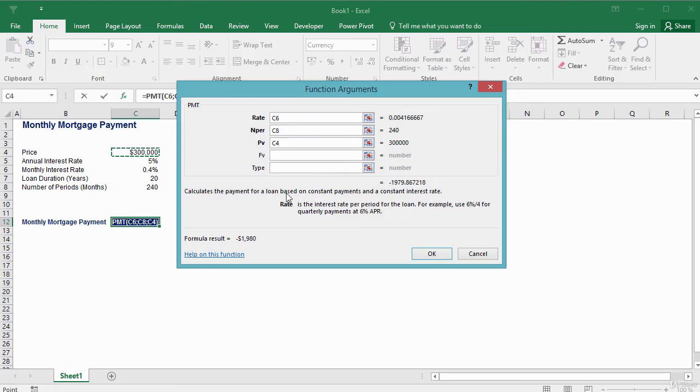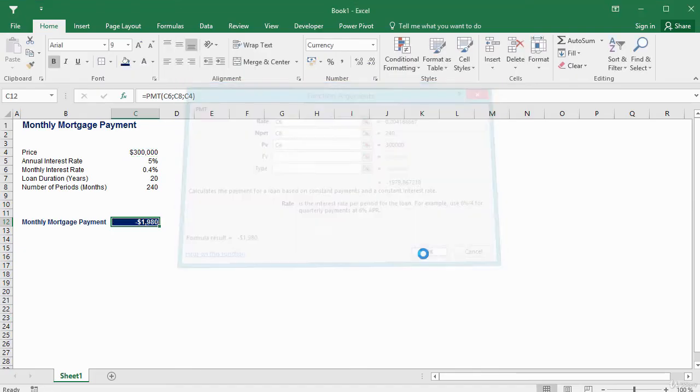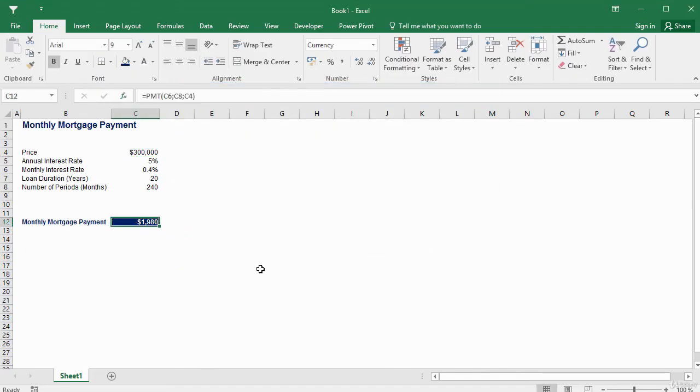Let's click OK. And here's the result of our function. The monthly payment that a person has to make if they want to buy a $300,000 house is $1,980. Now you know how to calculate mortgage payments. This is a very useful calculation for people who are about to start looking for a new home or are about to apply for a bank loan. This course contains plenty of practical examples that will teach you useful real-life skills.